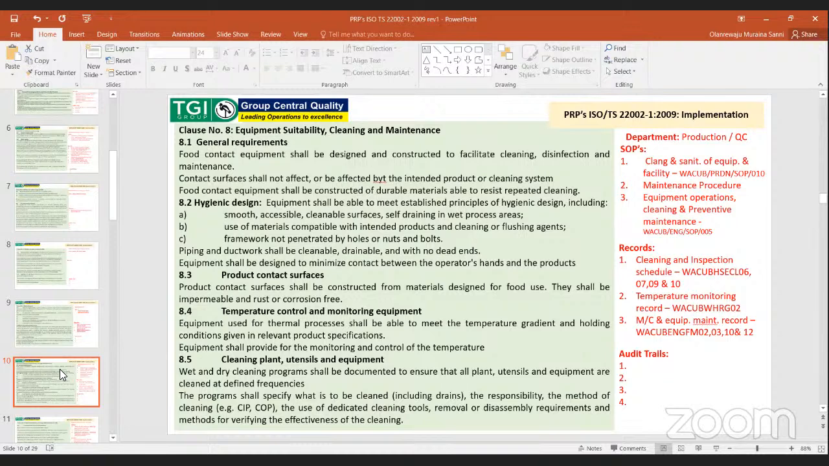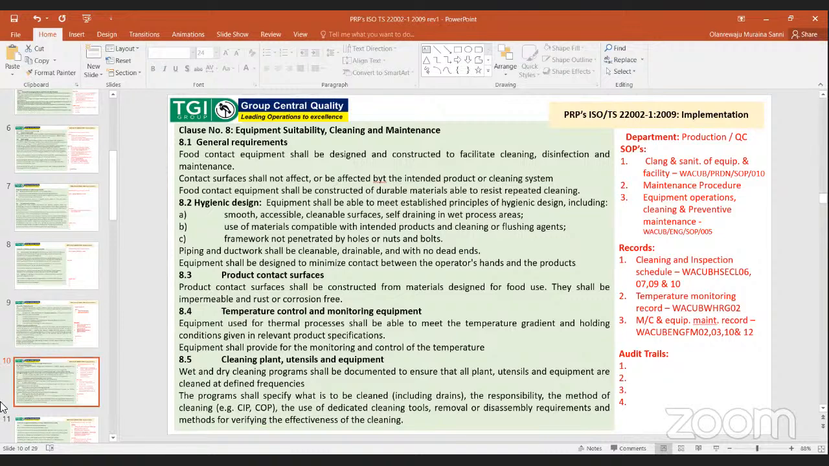We also have temperature monitoring records. We have one for warehouse. We also have one with quality assurance. We have machine and equipment maintenance record, which is managed by engineering department.